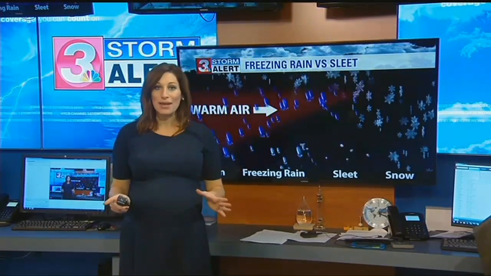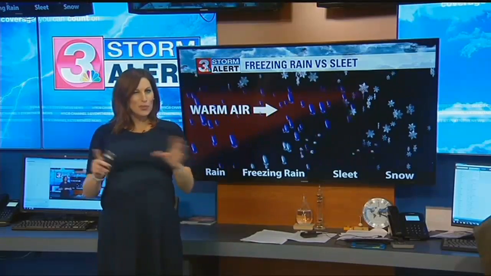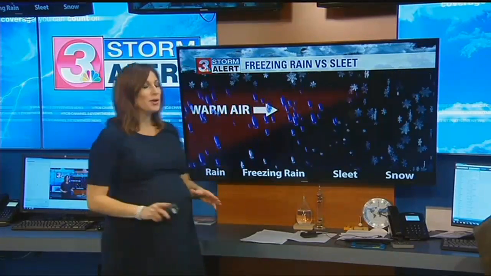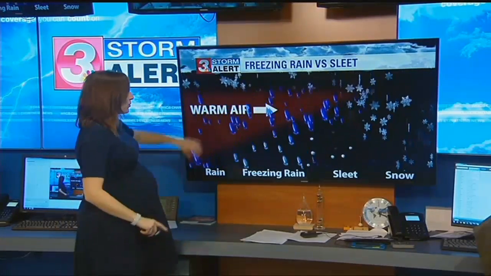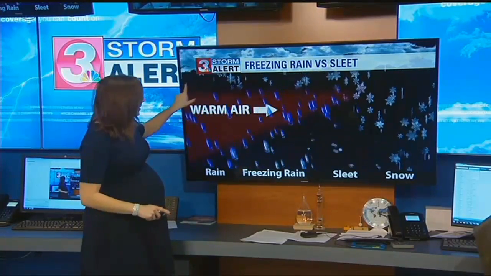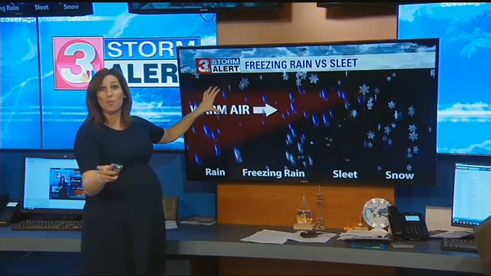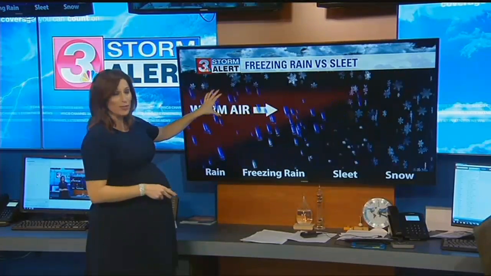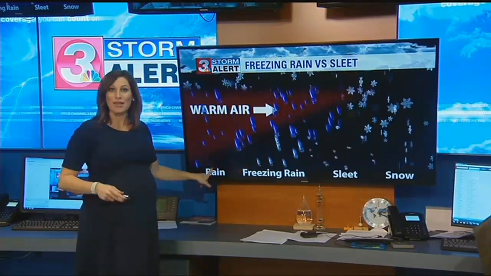Even though we're expecting mainly rain tonight and tomorrow, a few wet snowflakes can't be ruled out tomorrow, but this is what's going on. When we have all liquid, we have a warmer layer aloft. So any precip that starts above, it's mainly snowflakes. They're mainly ice crystals, but then they melt and they become rain.